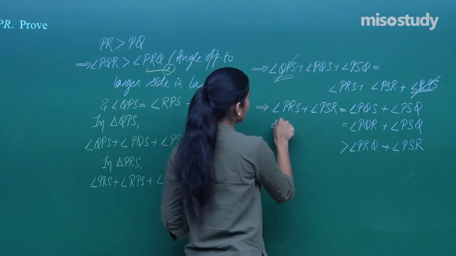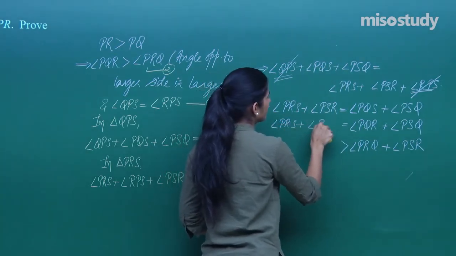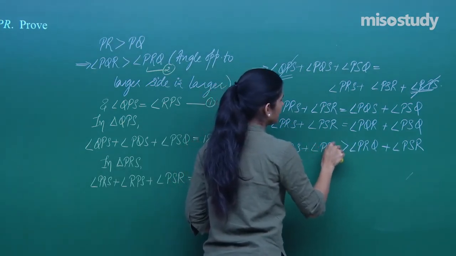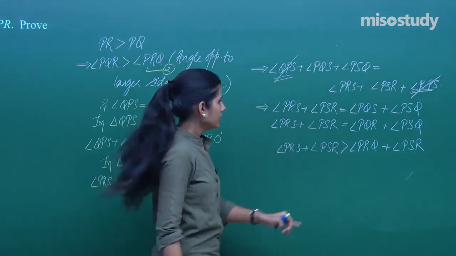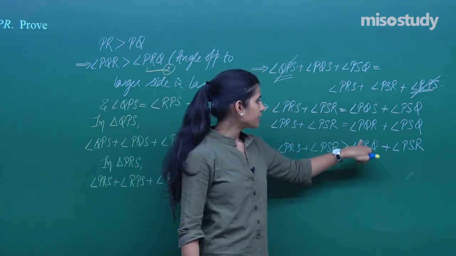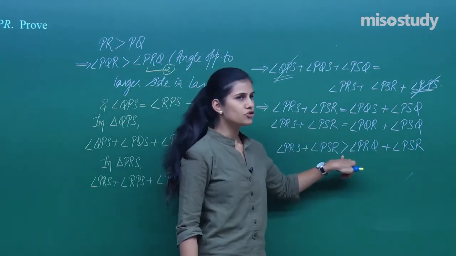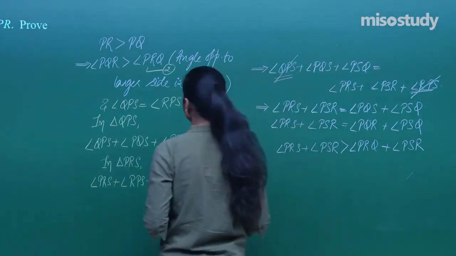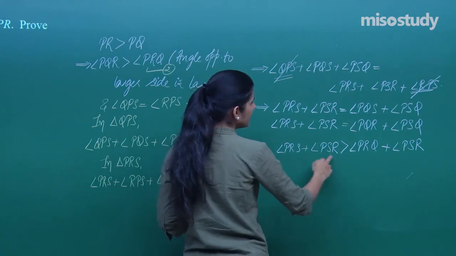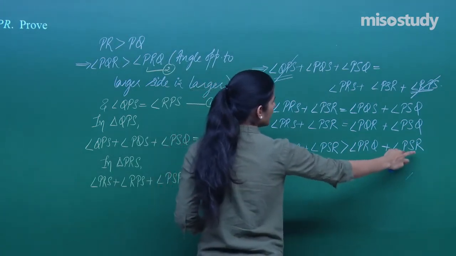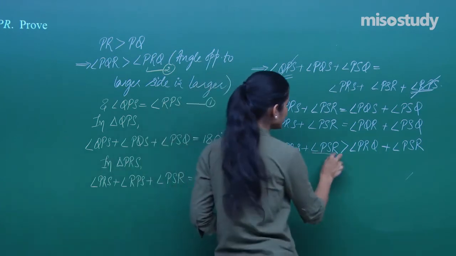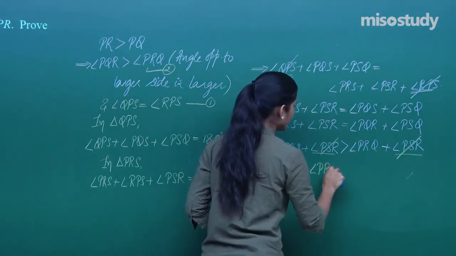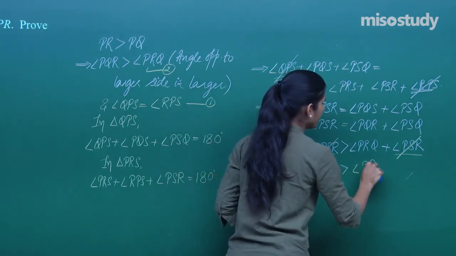Here you have angle PRS plus angle PSR. Here angle PQR is greater than angle PRQ I have used, and the equality has changed into inequality greater than. Now see, this is PRS, PSR, PRQ, PSR. You can clearly see angle PSR, PSR same, this gets cancelled out. You have angle PRS is greater than angle PRQ.